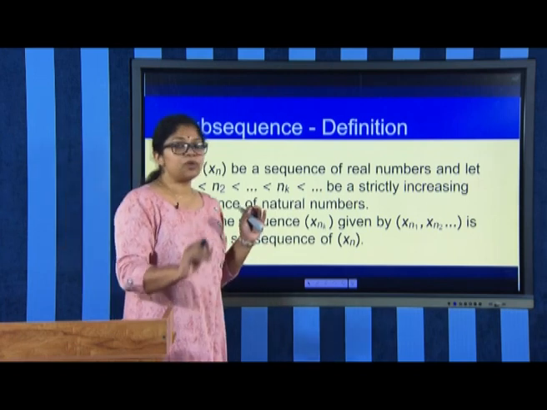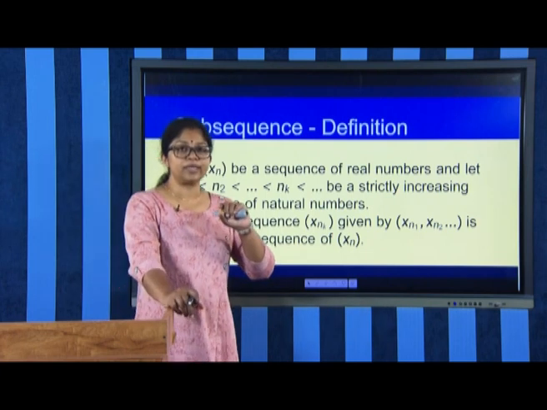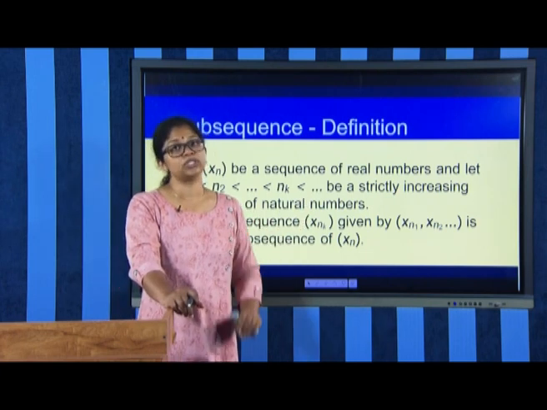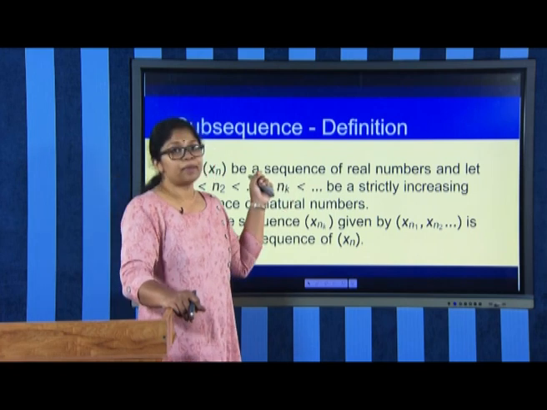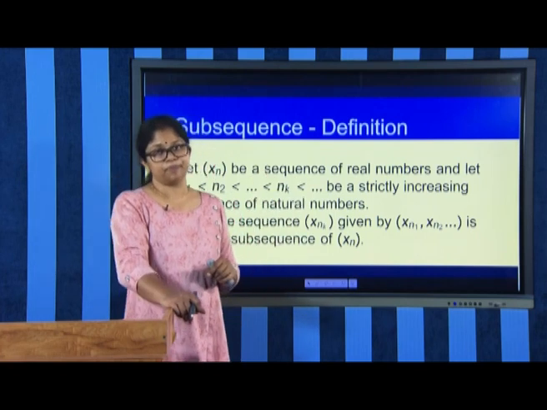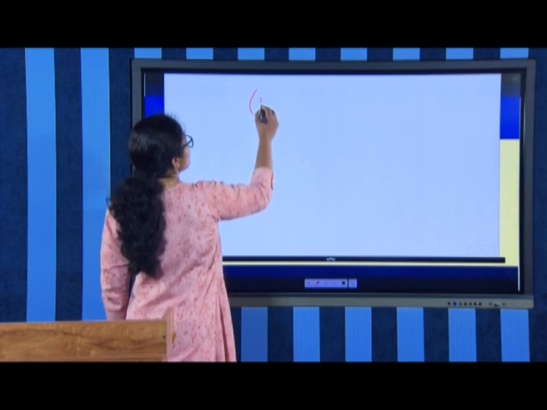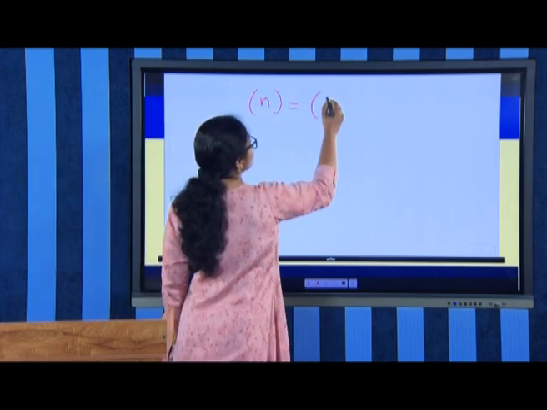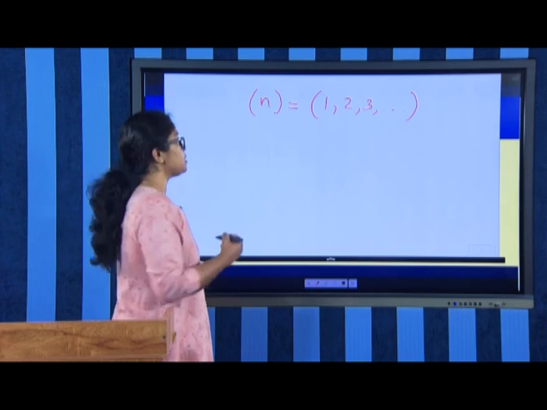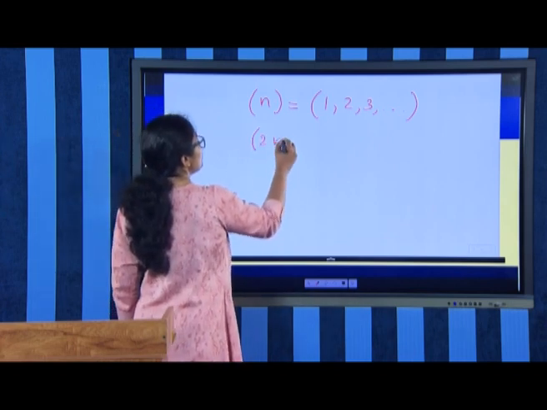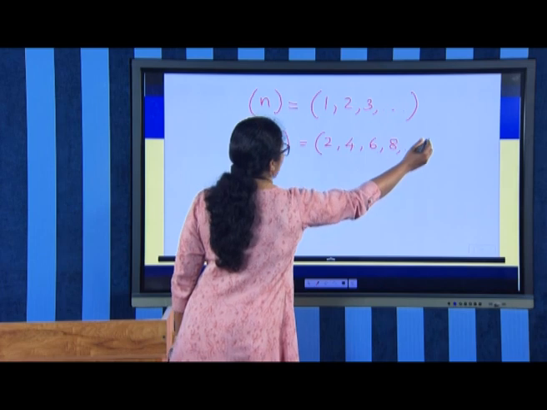That means the subsequence is formed from the terms of the sequence itself, and the order in which the terms appear in the sequence is not changed in the subsequence, but it need not be in exactly the same correspondence with the set of all natural numbers. Let us look at an example. Suppose the sequence n is taken, we have the sequence n as 1, 2, 3 etc. We can form a subsequence 2n, which is equal to 2, 4, 6, 8 and so on.